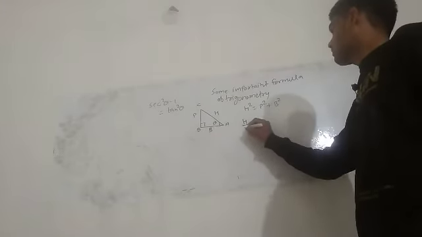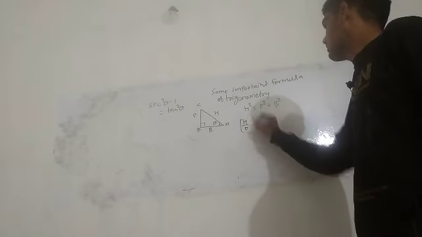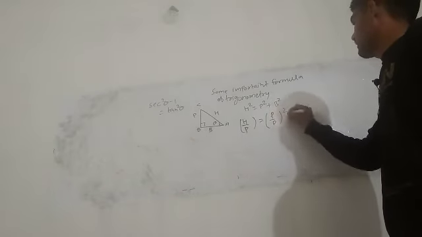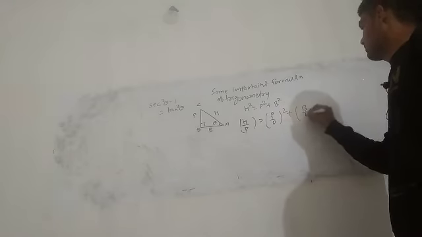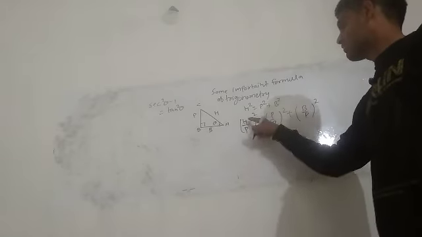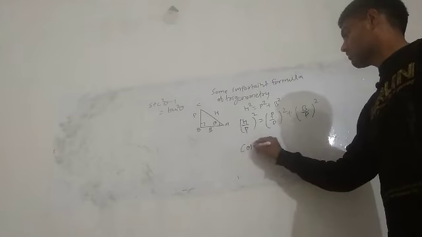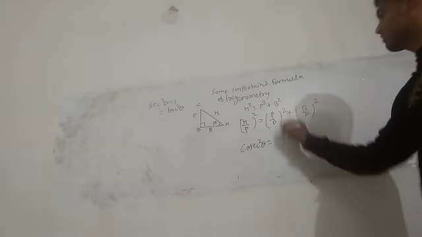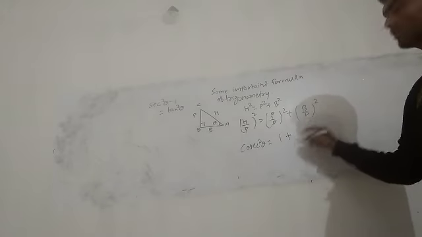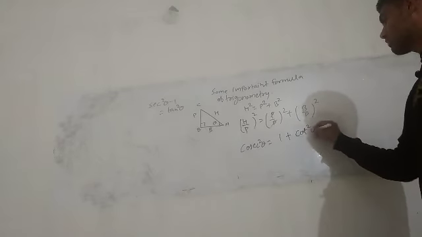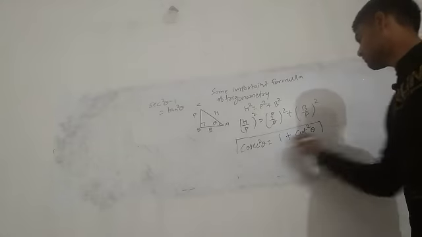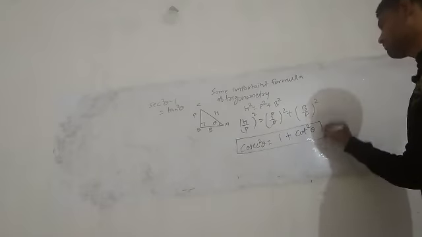So hypotenuse upon perpendicular square, and perpendicular upon perpendicular square, and base upon perpendicular square. So hypotenuse upon perpendicular is what? Cosec theta. So this one is cosec square theta, and the square of 1 is 1, plus base upon perpendicular is what? Cot theta. So the square of cot theta is cot square theta. So this is the identity number 7.